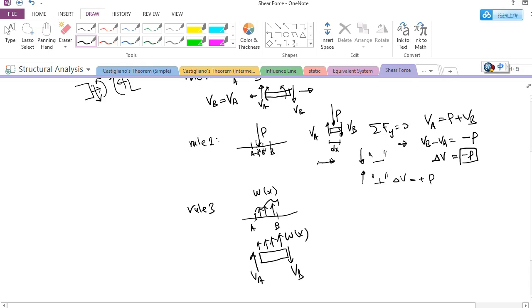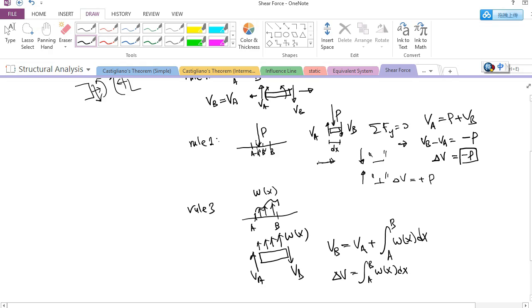From the first equilibrium, we know that VB is equal to VA plus the sum of these little arrows. In mathematics, it means the integration of omega x from A to B, which means that the change of shear is simply the area under the loading.